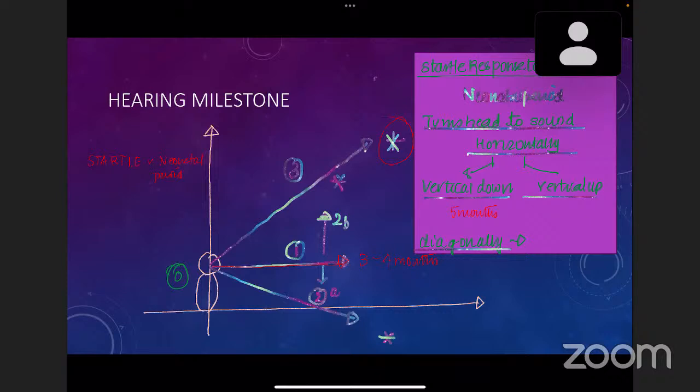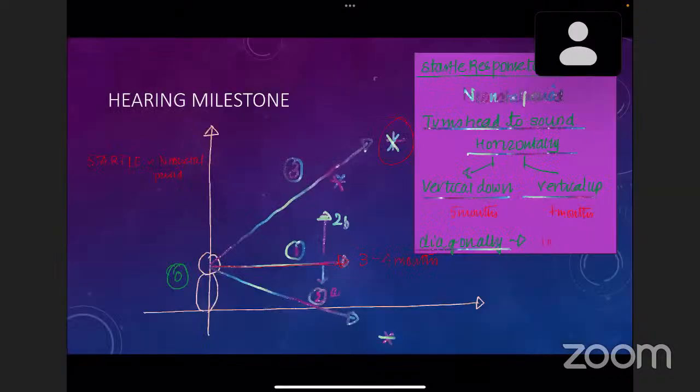This occurs at the age of 5 months, and then at the age of 7 months, if we produce the sound above, the child will look from the side and then upward. This is acquired at the age of 7 months. And finally, the child directly goes and sees that particular object at the age of 10 months. Diagonal. The startle is present in the neonatal period, turning to the sound horizontally at the age of 3 to 4 months, vertical down at the age of 5 months, vertical up at the age of 7 months, and finally diagonally at the age of 10 months.